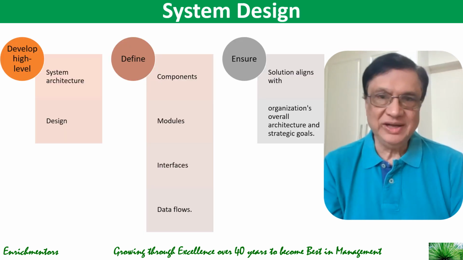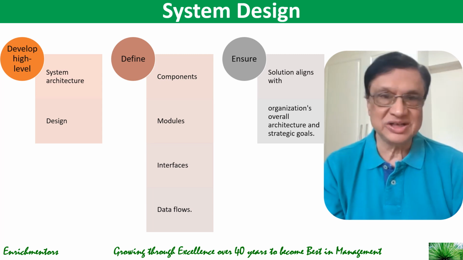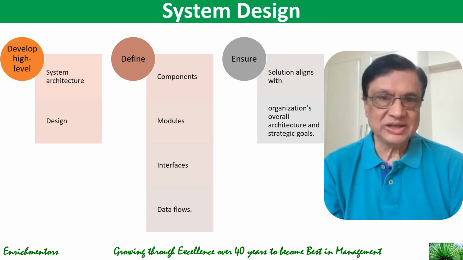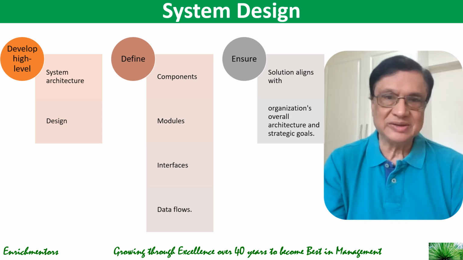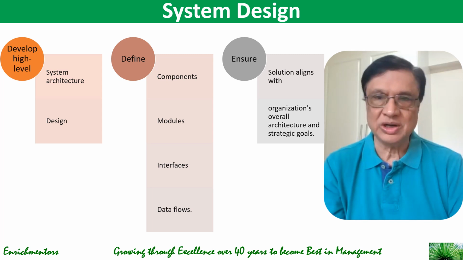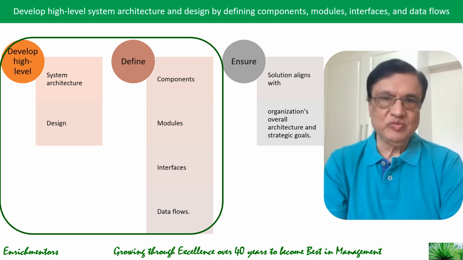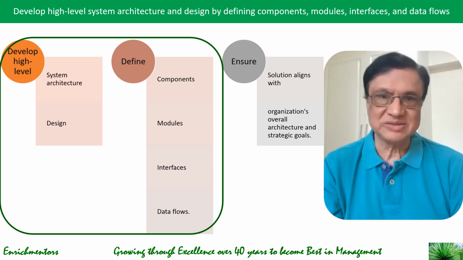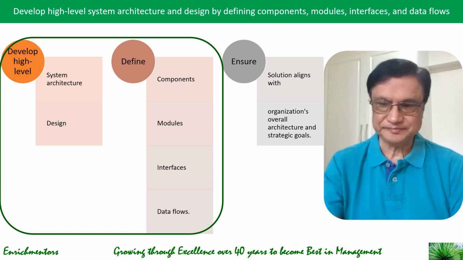So, as we defined earlier, system design requires basically to do two things. One is to develop high-level system architecture and design by defining components, module interfaces, and data flows, which we will talk about in this lecture. And in subsequent lectures, we will talk about ensuring that the solution aligns with the organization's overall architecture and strategic goal. So question is, how would you go about developing this high level system architecture and design? And so how would you go about doing that?